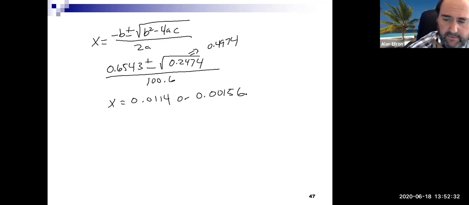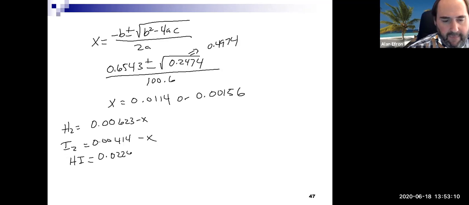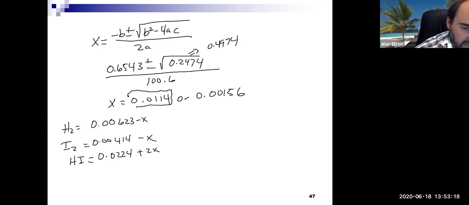Going back to our equilibrium line, where's our equilibrium line? Our equilibrium line had, for H2, 0.00623 minus x. For I2, we had 0.00414 minus x. And for HI, we had 0.0224 plus 2x. When we compare our x values, we see that this number, if we put it back in, is going to be too large. This is going to be too big. Again, that gives us a negative concentration, which we can't have. So I'm hoping the other one's right. Let's see how we did.